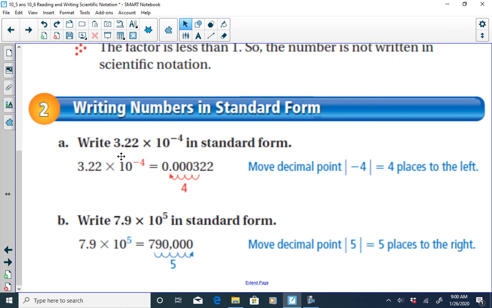If we want to write numbers in standard form from scientific notation, here we have 3.22 times 10 to the negative 4. We want to write that number in standard form. When we write the number in standard form, if the exponent is negative, we move the decimal point the exponent number of places to the left. So we write 3.22 and we move the decimal point 1, 2, 3, 4 places left, and we have 0.000322. If we have a positive exponent and we want to write that number in standard form, we move the decimal point to the right. So we start with the 7.9 and we move the decimal point 5 places: 1, 2, 3, 4, 5, and we get 790,000.